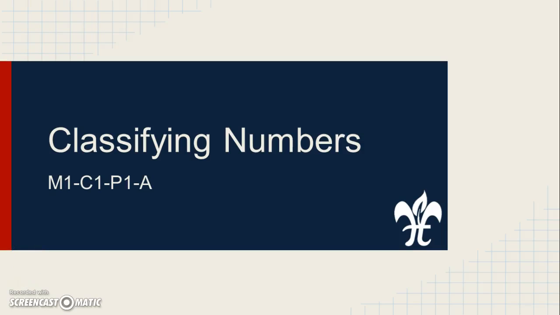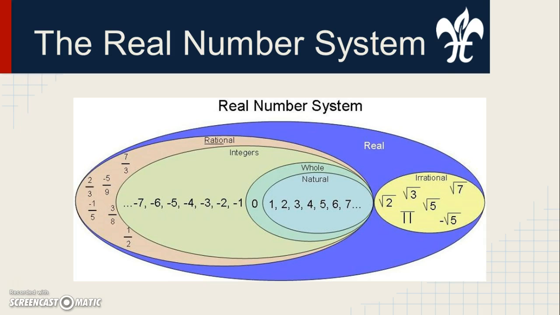Today we're discussing Module 1, Cluster 1, Proficiency 1A, classifying numbers. So to classify numbers within the real number system, we need to understand what the real number system is. And this is represented by this diagram here, where you can see we have this outer circle, which constitutes all the real numbers. So anything in this blue section is a real number.